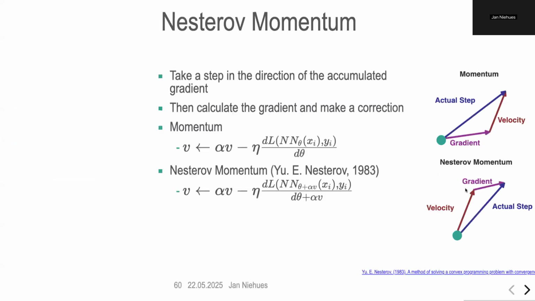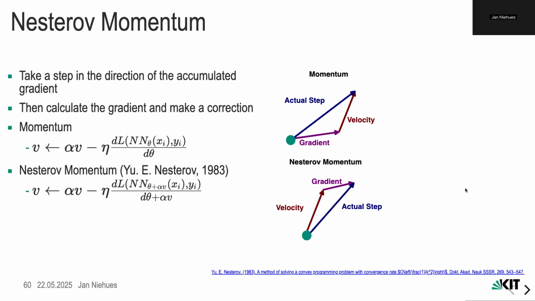There is now a variation of that. It's a quite old idea from '83, where the idea is maybe instead of calculating our gradient here and then going also in this direction with the velocity, we are first going into the velocity, because we know anyway this is a good direction to go. Then we're calculating our gradient there, and that is our actual step. So the order is a bit different.